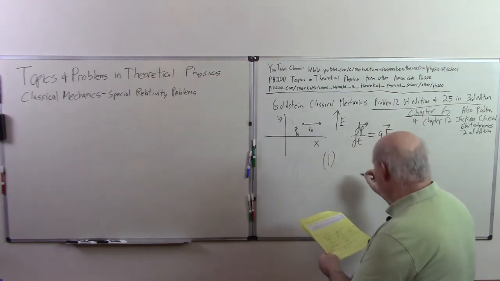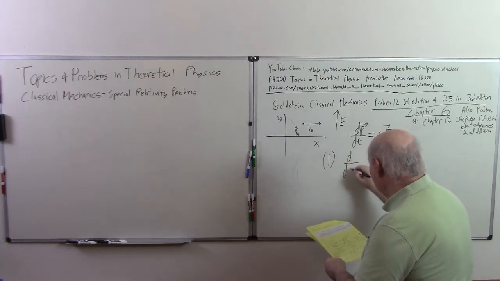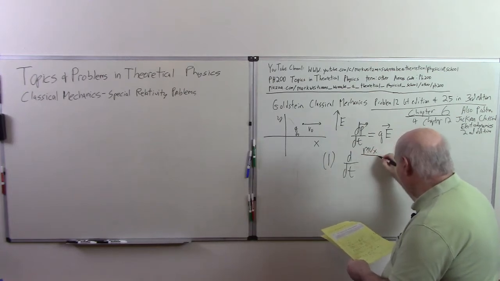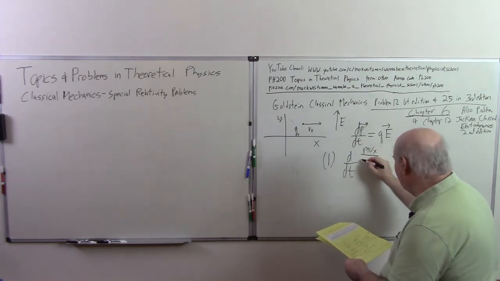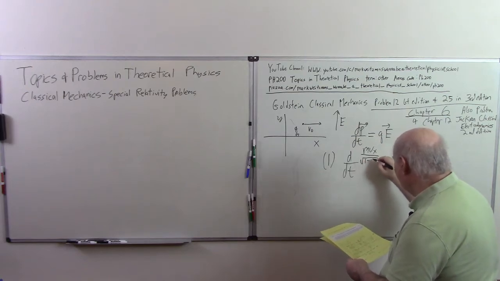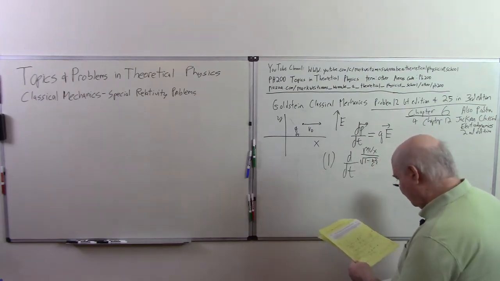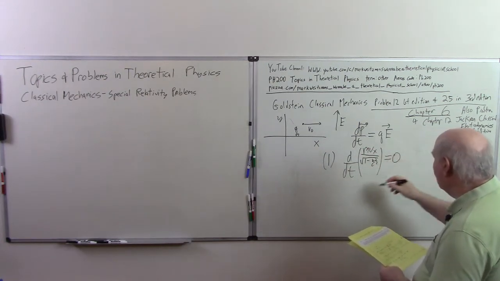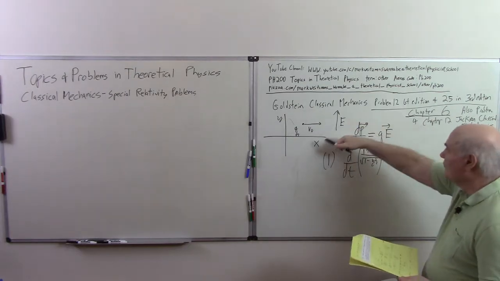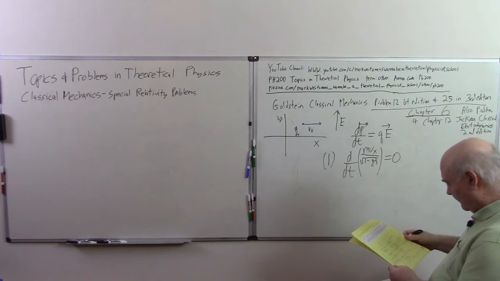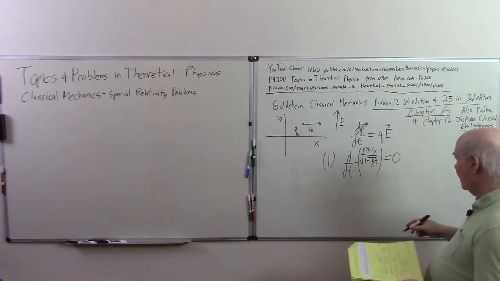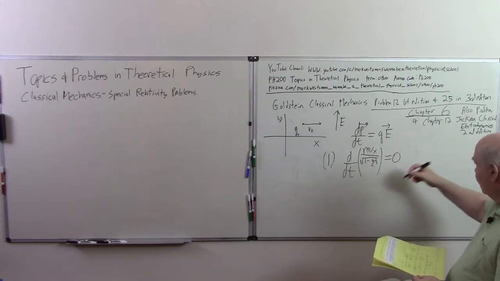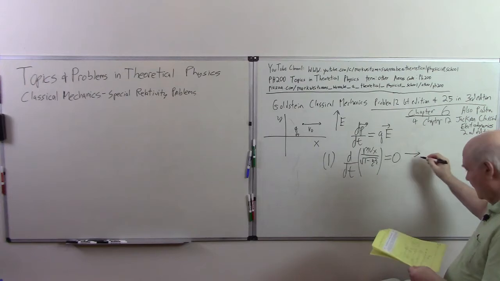I'll write it down. d/dt of m vx, where vx is the component of velocity in the x direction, over the square root of 1 minus v squared over c squared. This whole thing is equal to 0 because there's no force in the x direction. E is perpendicular, E is a component in the y direction. And so this equation implies that the x component of momentum is constant.